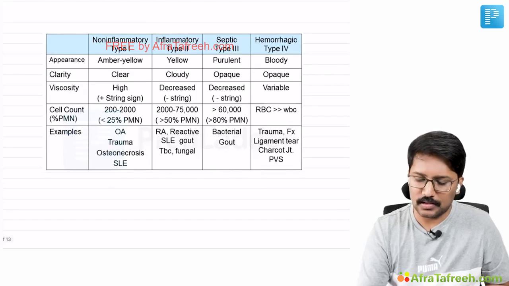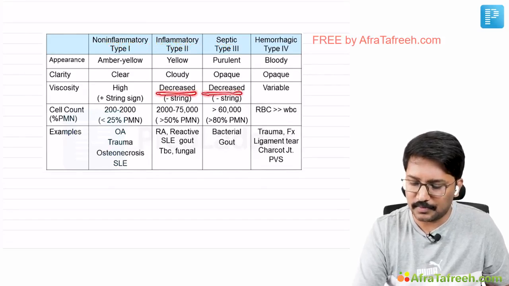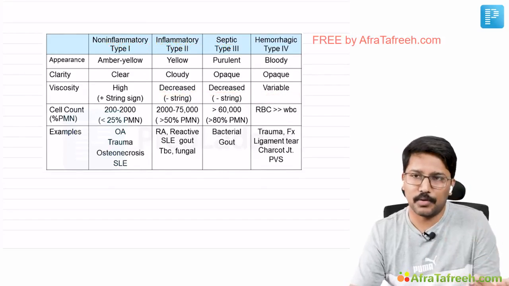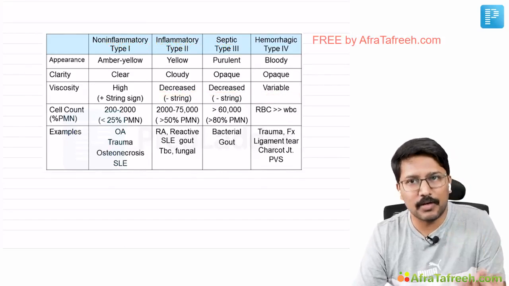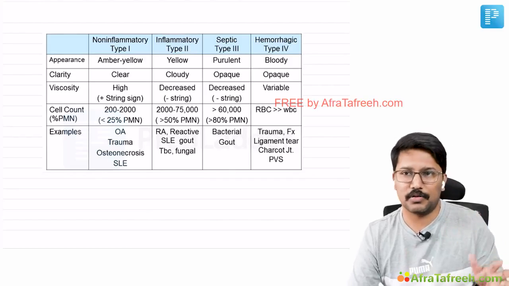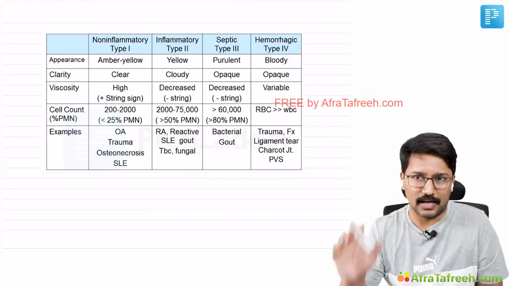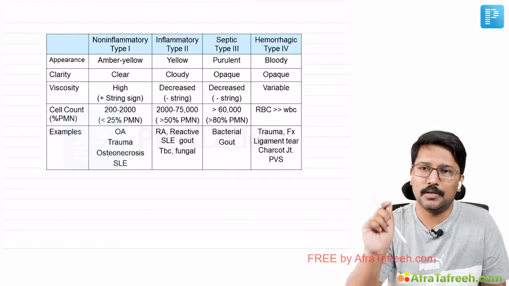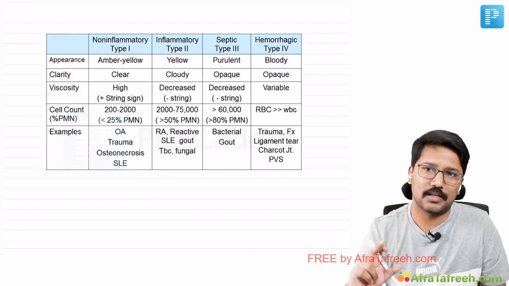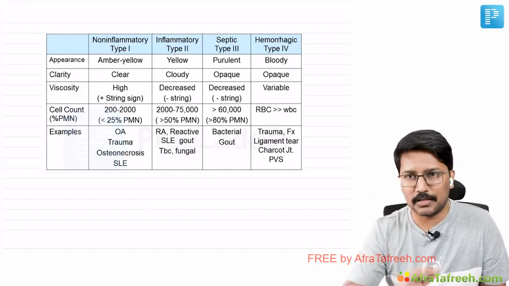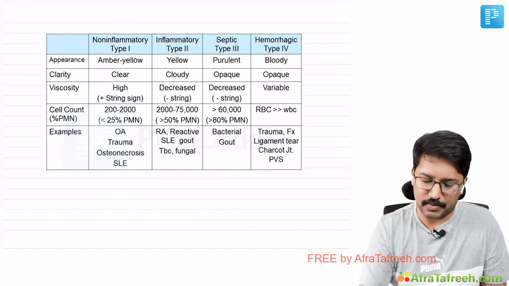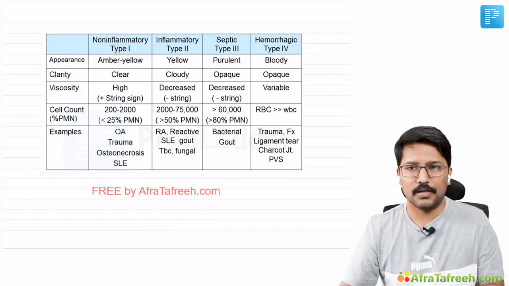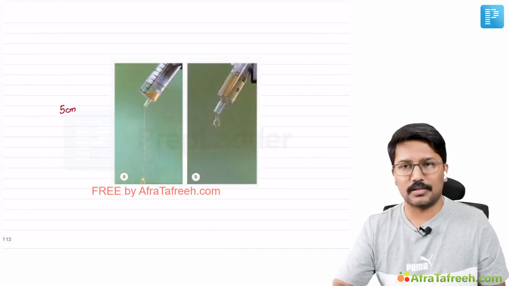So this low viscosity is typical of inflammatory, septic, and to some extent hemorrhagic arthritis. In hemorrhagic, septic, and inflammatory arthritis, the viscosity is low, mainly because of the presence of inflammatory markers that reduce the viscosity, and then you will not have the string sign. So the string may be formed, but it will not last for 5 centimeters. It will break before that. If it is lasting for more than 5 centimeters, then that is typical of the non-inflammatory or type 1 synovial picture. Right? Okay. So that kind of summarizes all the things that we need.